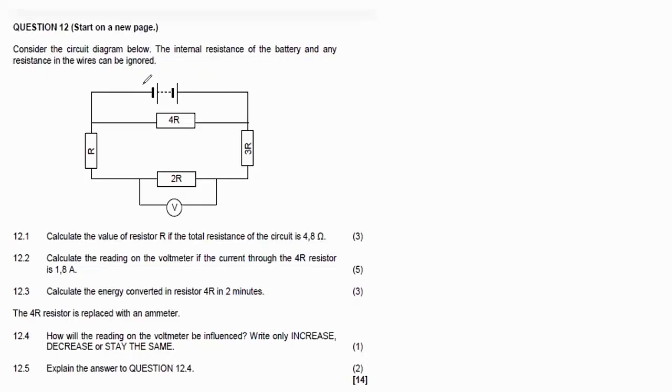And without any further ado, let's look at this question that we have here. Question 12 says, consider the circuit diagram below. The internal resistance of the battery and any resistance in the wires can be ignored, right? Then we are given this circuit diagram here.